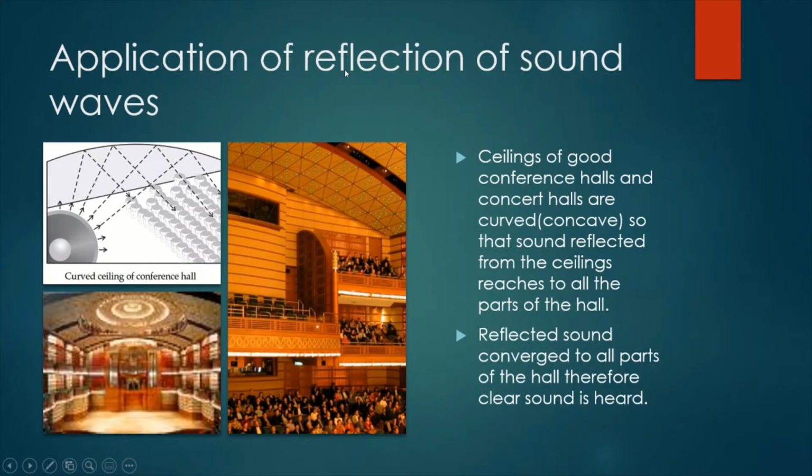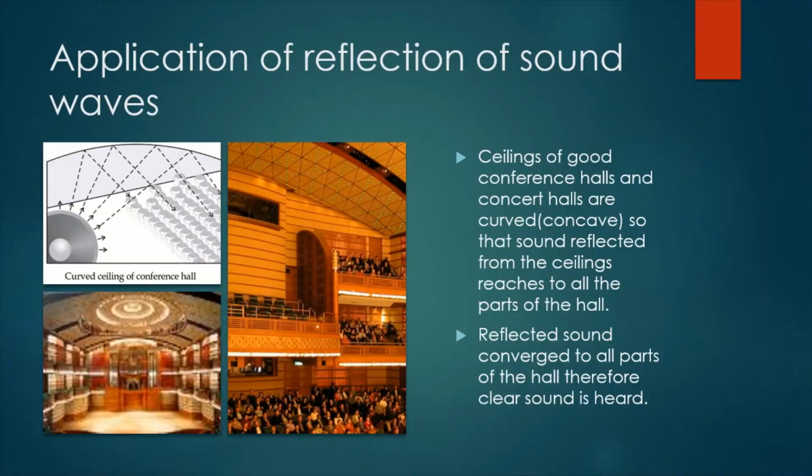Now, application of reflection of sound waves in an auditorium. The ceiling of the auditorium is made into a concave shape. Why? Because concave shape will not only reflect the sound wave, but it will converge the sound wave back into the hall so that the audience can hear very clear sound.